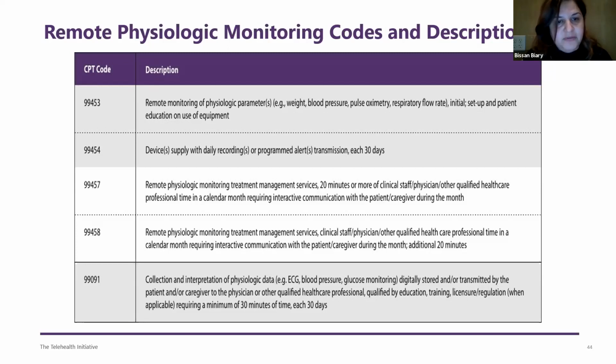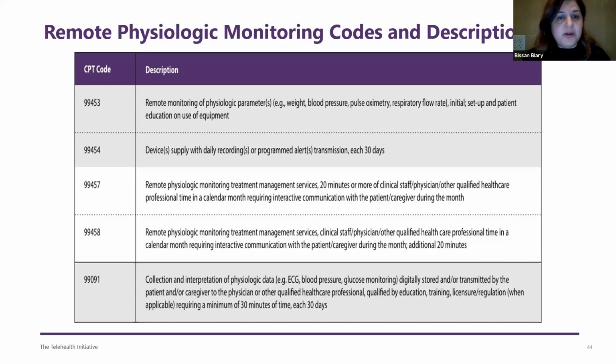CPT code 99457 is for 20 minutes or more of clinical staff, physician, or other qualified health professional time in a calendar month, requiring interactive communication with the patient or caregiver during the month. So this code is to cover the review of the data, and the average reimbursement is $54 per patient per month.